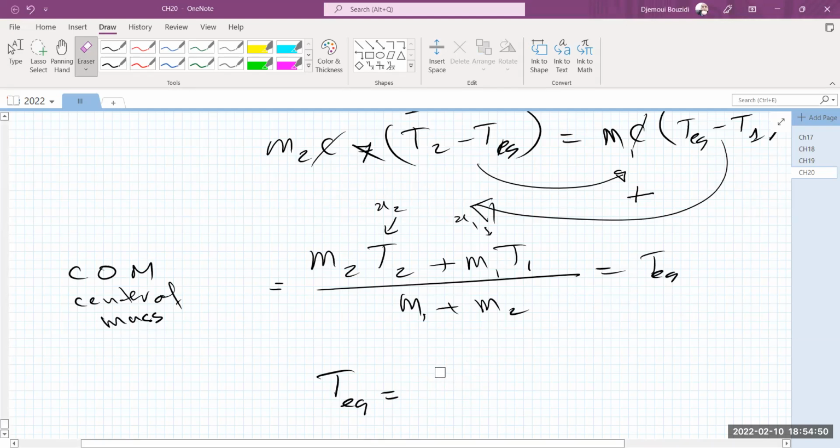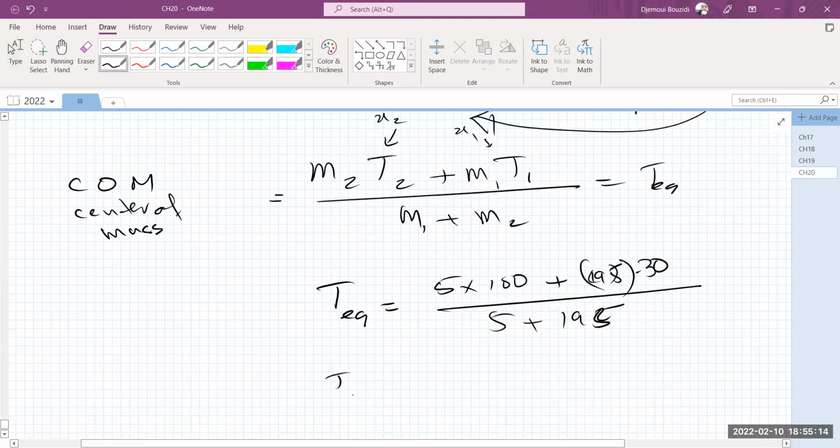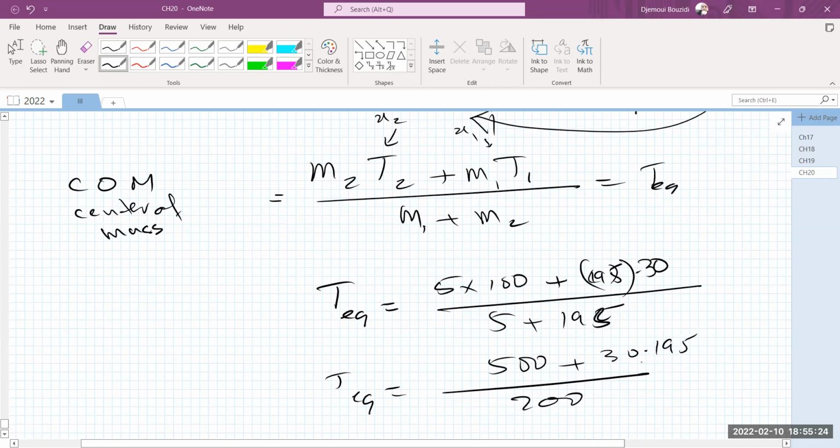So this is 5 kilogram times 100 plus, doesn't matter, times 0. No, not 0, it's 30. So we need 195 times 30 divided by 5 plus 195, which makes it around 200 in the denominator nicely. So the T equilibrium should be equal to 200 in the denominator, 500 plus 30 times 90, 195.